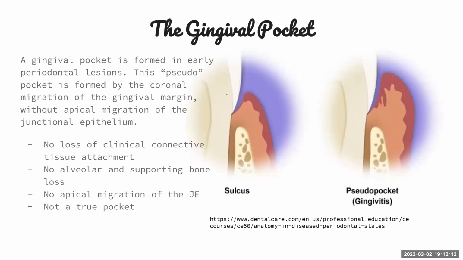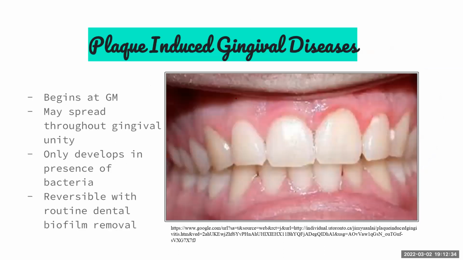The gingival pocket is a diseased pocket. It's not a sulcus if you've got bleeding on probing and inflammation. It's a gingival pocket. So sulcus is healthy, pocket is not healthy. It's not a true pocket because you don't have any apical migration of that junctional epithelium.